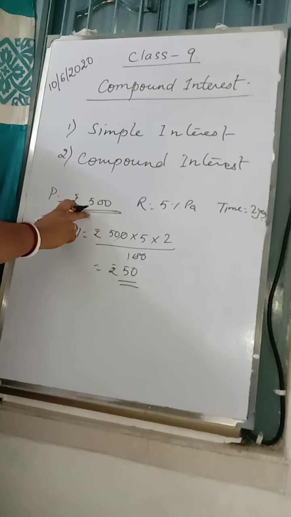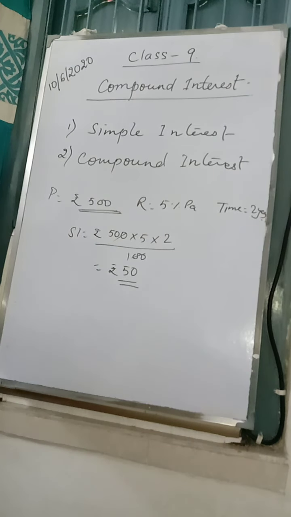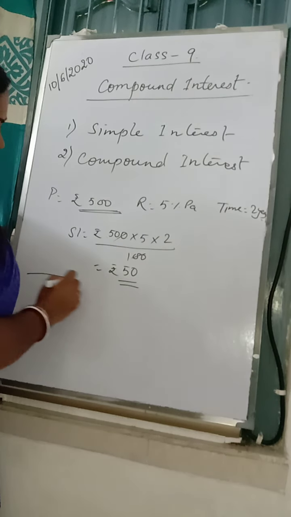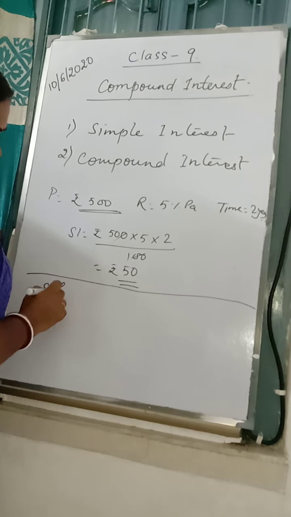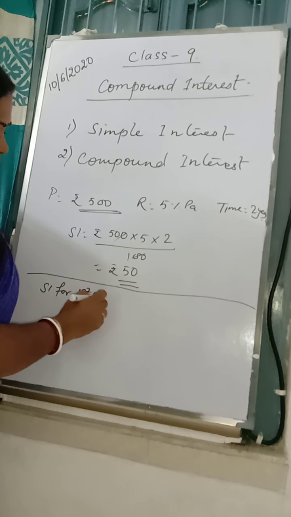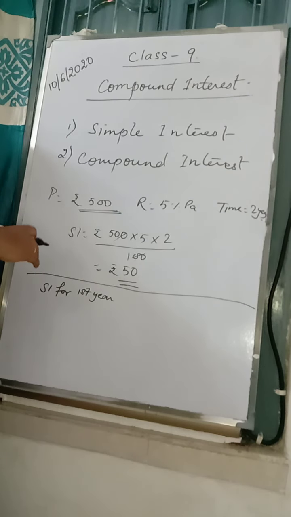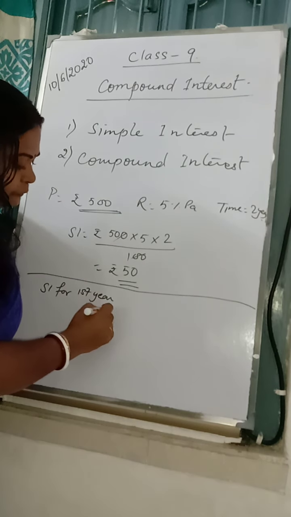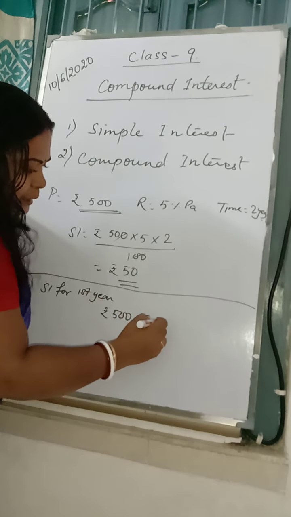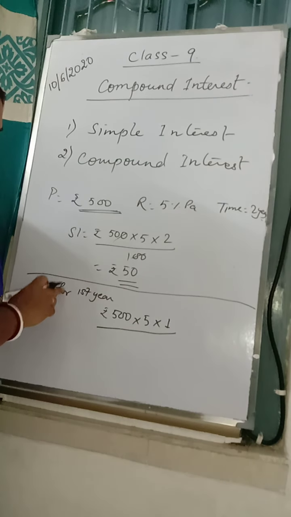First year interest will be calculated on 500 rupees, but the next year interest will be calculated on the amount after 1 year. If we have to find CI, first we have to find SI for the first year, because in compound interest the principal changes every year. The amount at the end of 1 year becomes the principal of the second year. So SI for the first year would be principal 500, rate 5%, and every year interest is calculated and that interest is added to the principal.